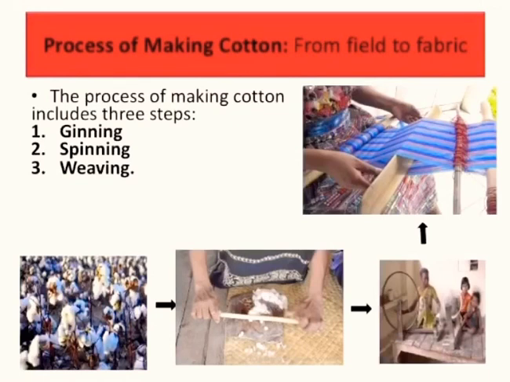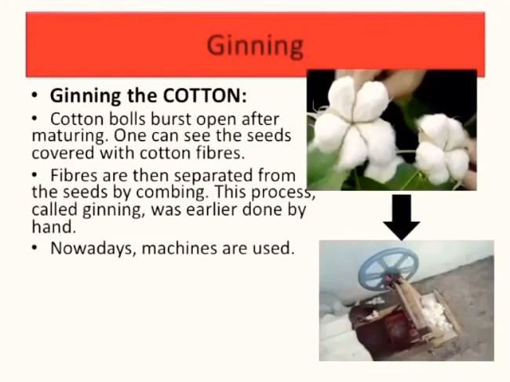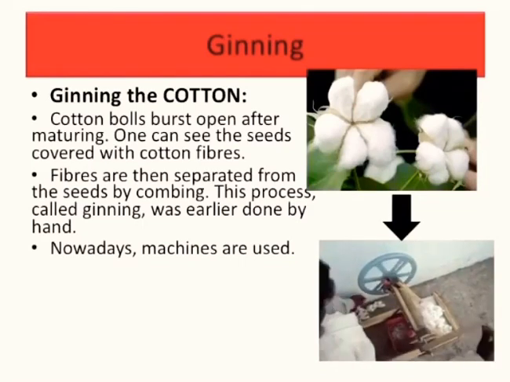Now, how is cotton made? The process includes three steps: ginning or preparation, spinning, and weaving. This is the cotton in the fields, and then this is the ginning, this is spinning, and this is weaving. So basically three steps are included in the process of making cotton. Let's see in detail how these processes work.